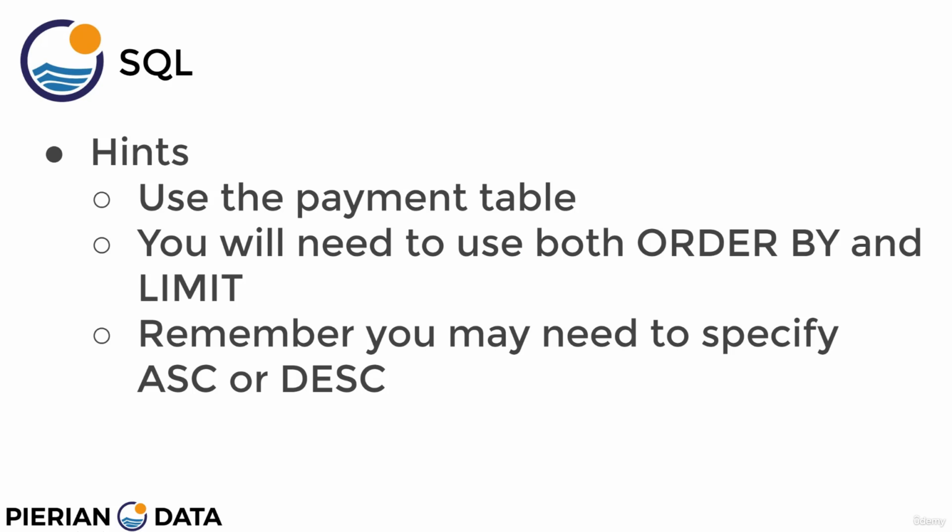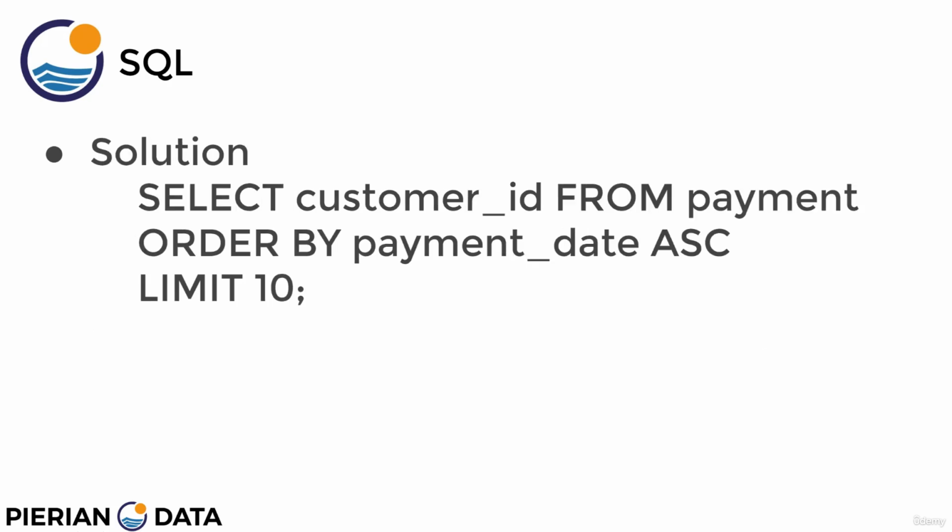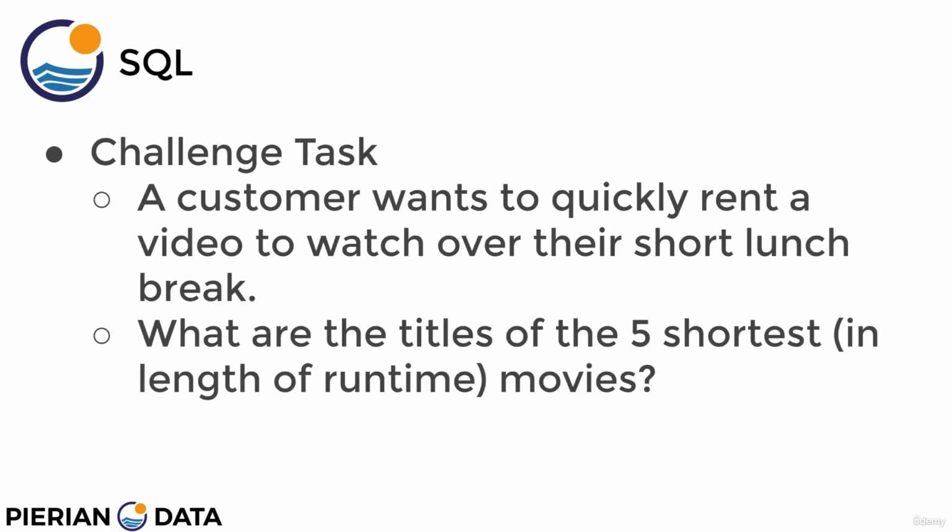Here comes the solution. The solution is to select the customer ID column from the payment table, and then order by payment date in ascending order. If you want, you can just leave the ascending out of it because that is the default. And then the limit is 10. All right, let's move on to your second challenge.